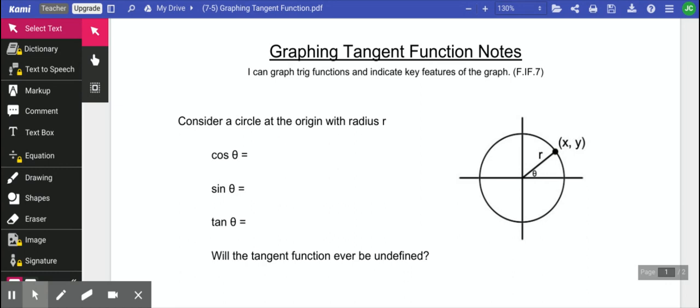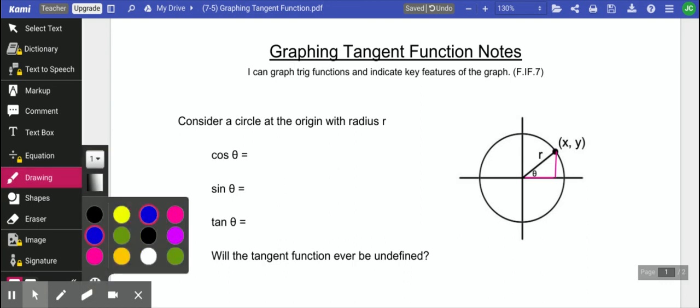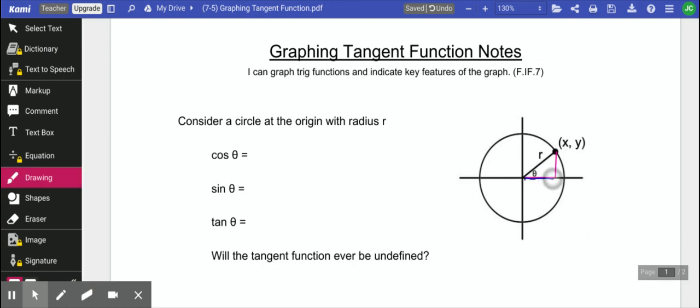So we're going to start by thinking about a circle at the origin with radius r, and I've drawn a point (x, y) that's on the graph somewhere. So what I'm going to do is make a little triangle out of this. This distance is x, and this distance is y, because that gets us to the point (x, y). And then we have this angle theta that we've created.